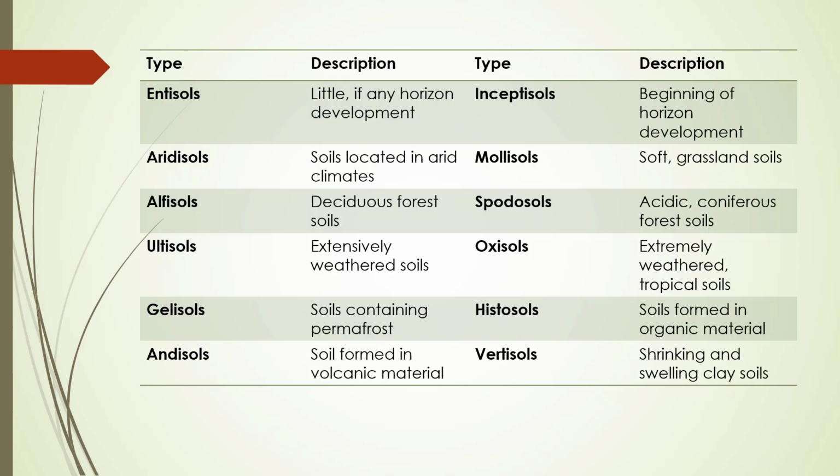Okay, so when you're using that soil web app, you'll see these orders that are listed depending on where you are. And primarily what we've got around here are the alfisols, which are the deciduous forest soils, and the andisols, which are formed by volcanic material. And some of these others are in other areas, and I'll talk about each one individually.